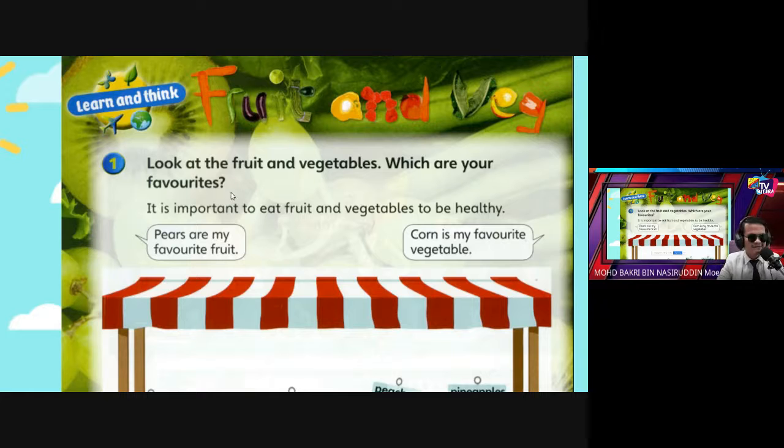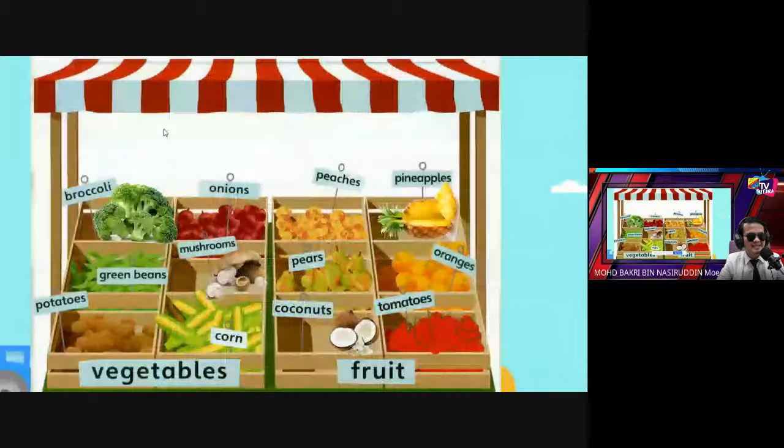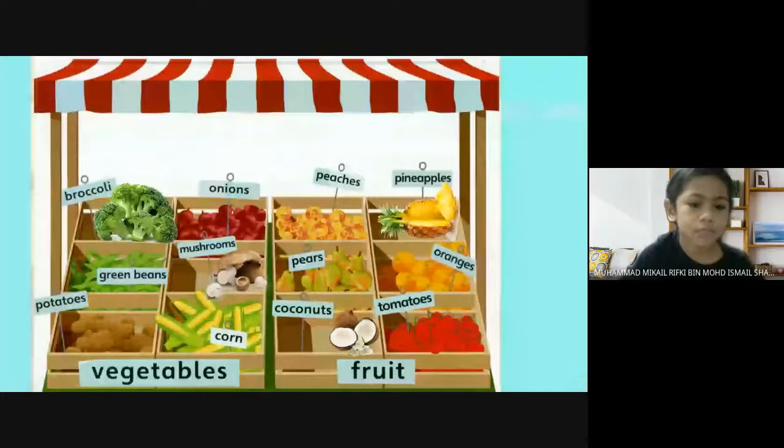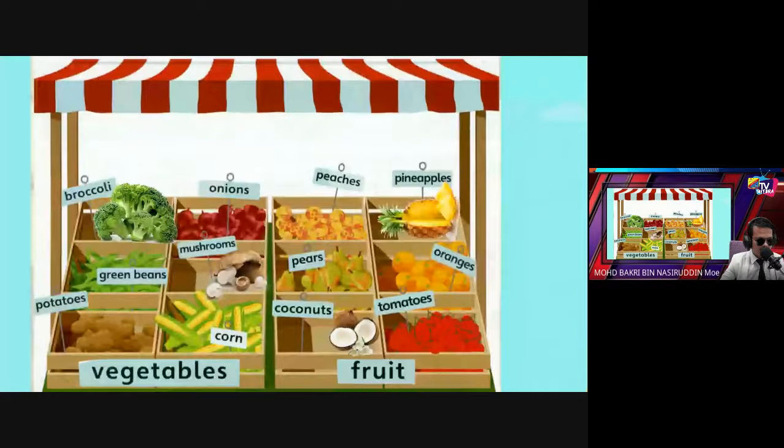Okay, let's move on to the next slide. Now I will make it bigger. Fruits and vegetable. Cikgu dah jadikan besar supaya mudah awak tengok vegetables and fruit. Here we have fruits and we also have vegetable. Let's look one by one. Nampak tak yang cikgu dah bulatkan tu? Nampak? Okay, what is that?